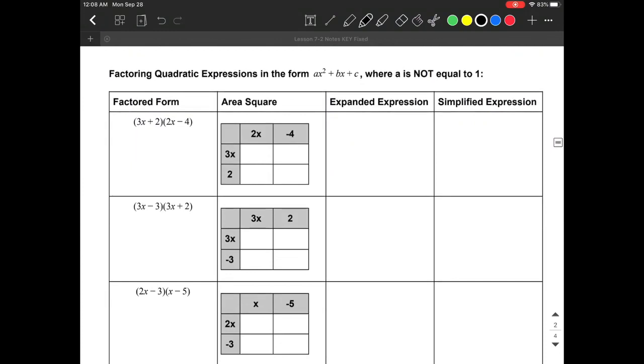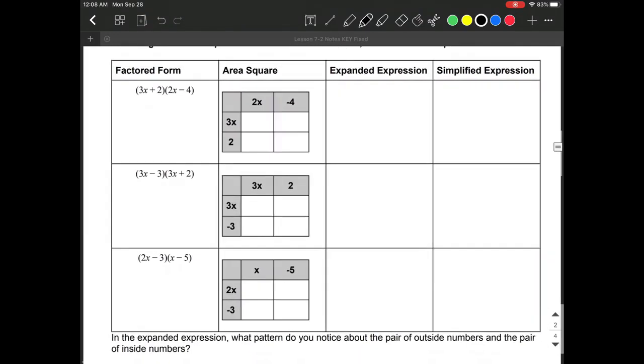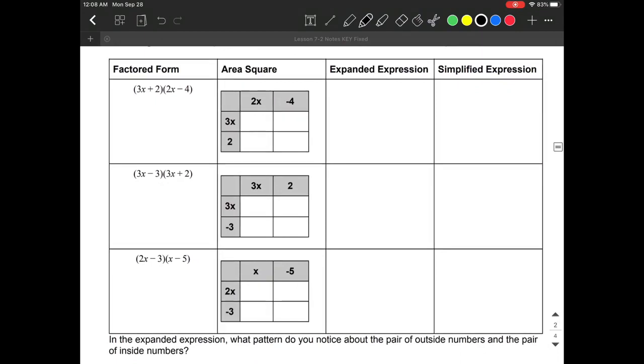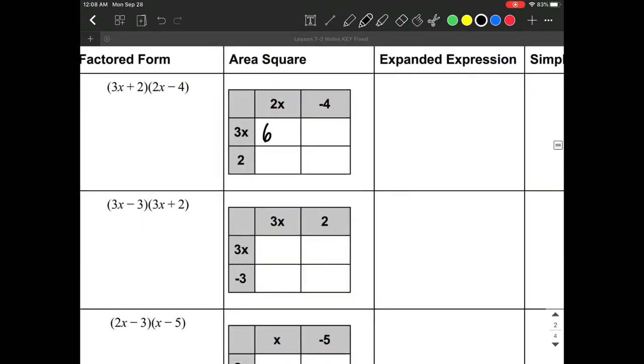All right, next we're going to talk about factoring quadratic expressions in the form ax squared plus bx plus c, where a is not equal to 1. It's something else. So first we're going to do what we already know again. We're going to go from factored form to the simplified expression. I have 2x times 3x, which gives me 6x squared. 2x times 2 gives me 4x. Negative 4 times 3x gives me negative 12x. And negative 4 times 2 gives me negative 8.